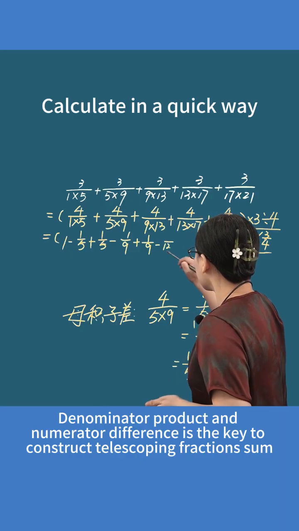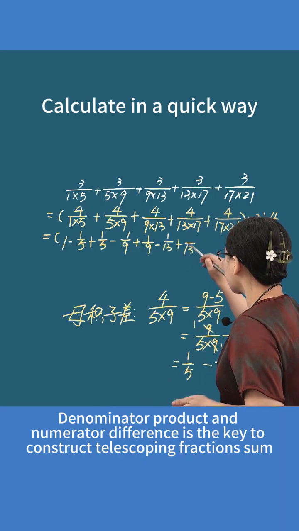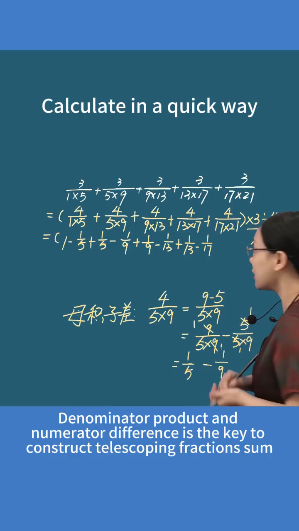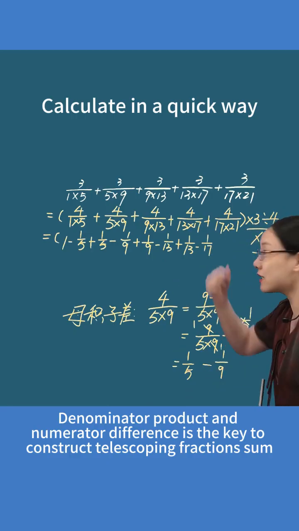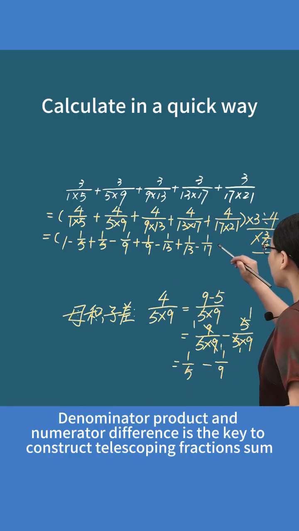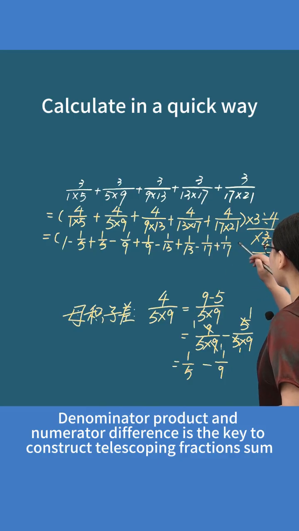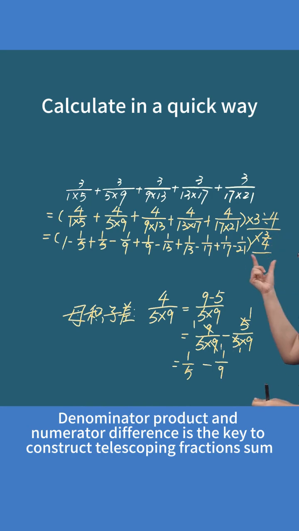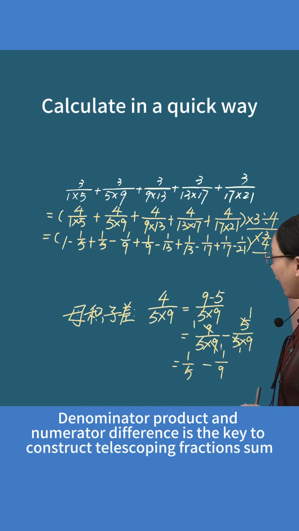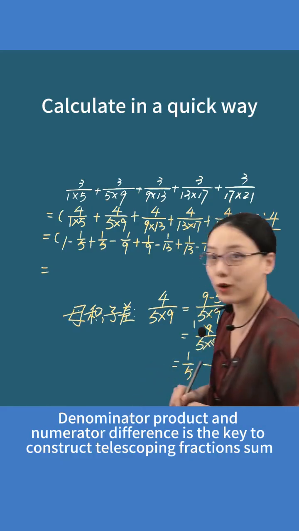Plus 1/9 minus 1/13 plus 1/13 minus 1/17. Isn't each term corresponding to the ones above? All right, moving on. Plus 1/17, then minus 1/21. And after that, it's multiplied by 3/4. Can you understand that? Okay, now everyone, pay close attention to the whole problem.